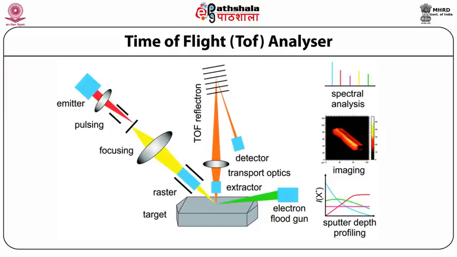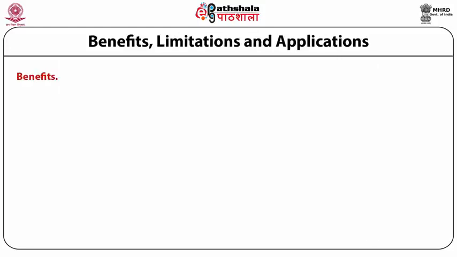Here you can see that the emitter is there, pulsing is taking place, and then focusing of ions takes place, and then finally it reaches the plate, that is the electron flood gun, and then it is transmitted to the analyzer, the TOF analyzer, or TOF reflectron as we also call it, and then you get the image and the spectral analysis is performed by using the TOF analyzer. The benefits, limitations and applications of the TOF analyzer, that is the time of flight analyzer.